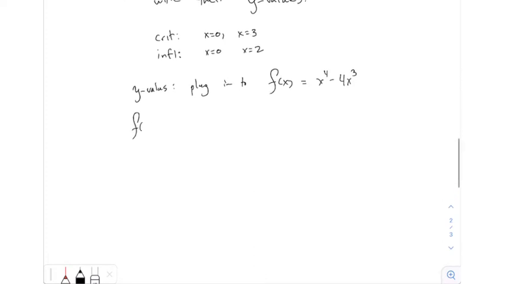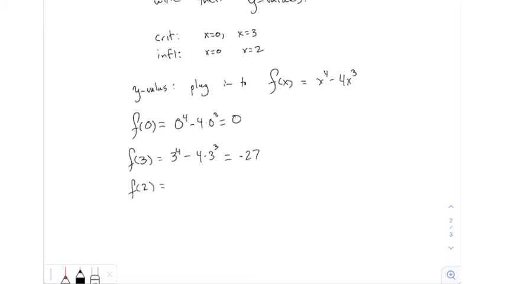So f of 0, this is the y value when x equals 0. That's easy enough. That's just 0 to the 4 minus 4 times 0 cubed, which is 0. f of 3, that's my next critical number. This is a bit of a pain. 3 to the 4 minus 4 times 3 to the 3. This I did ahead of time. This is negative 27. Not so hard to do by hand, but I'll just tell you what it is. And then when I plug in f of 2, this is an inflection point. It's going to be 2 to the 4 minus 4 times 2 to the 3. And this is negative 16.